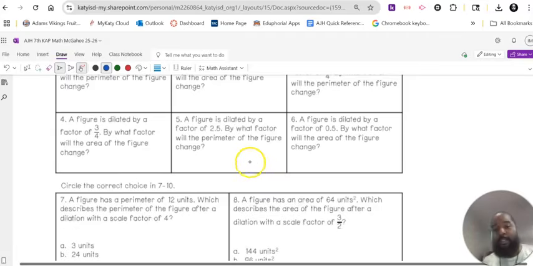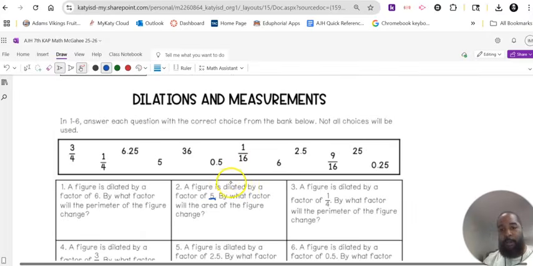So that concludes the lesson for dilations and area and perimeter. If you have any questions, once again, send me a message, ask for tutorials, double check with the sub, but you should be good to go, okay?